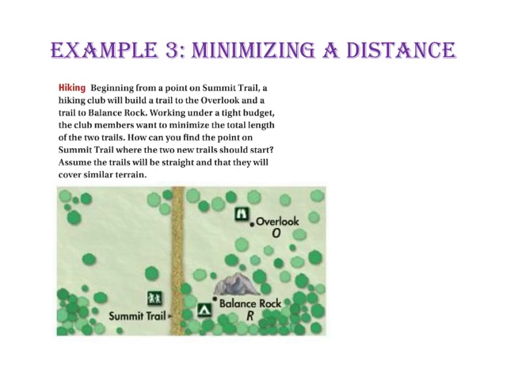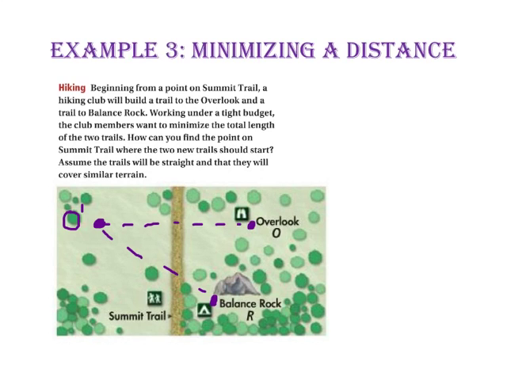First, we know the two ending points will be point O and point R. We need to find point P on Summit Trail, for which segment OP and segment PR is as small as possible. Let's start by reflecting point O across Summit Trail. Next, let's connect points O prime and point R.